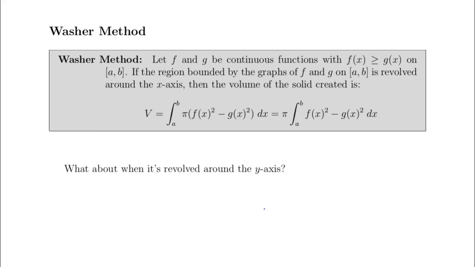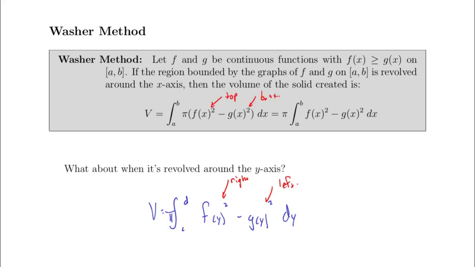What happens when it's revolved around the y-axis? Exactly the same thing. And so we end up with a volume from C up to D of, I'll bring the pi out front, f of y squared minus g of y squared dy. And again, in this case, we're not necessarily thinking of top and bottom. We're thinking of the rightmost output x value versus the leftmost x value. Whereas in the x case, when we're talking about y values, that is a top function, that is a bottom function.